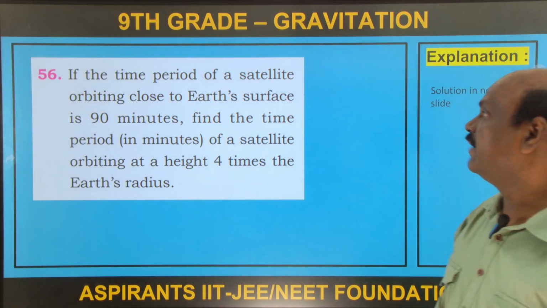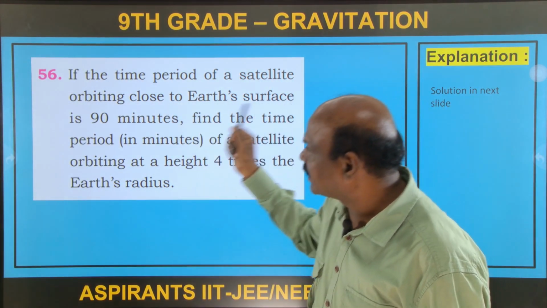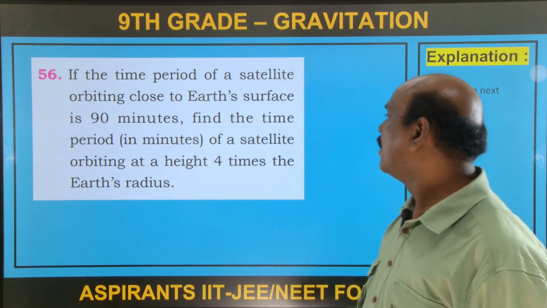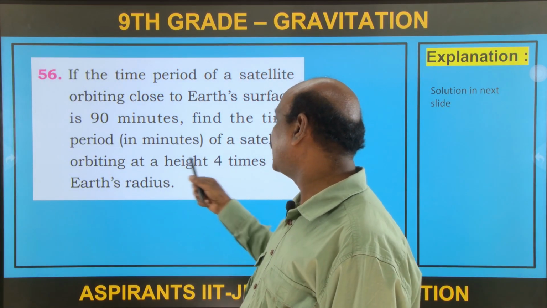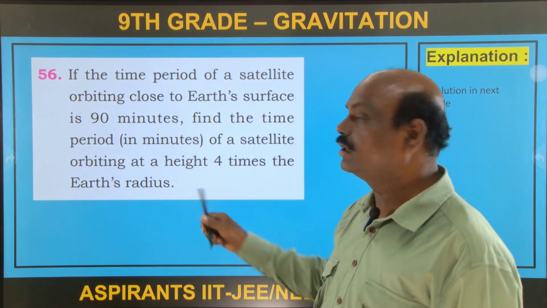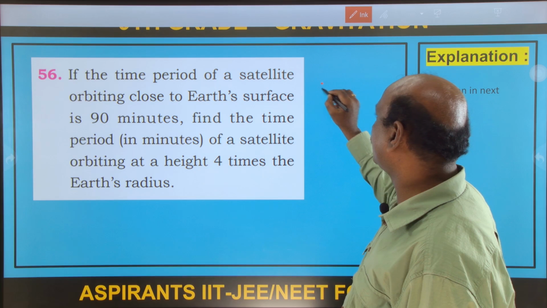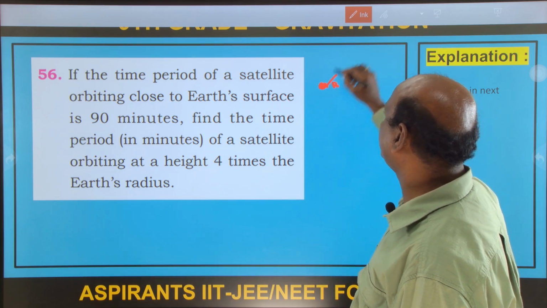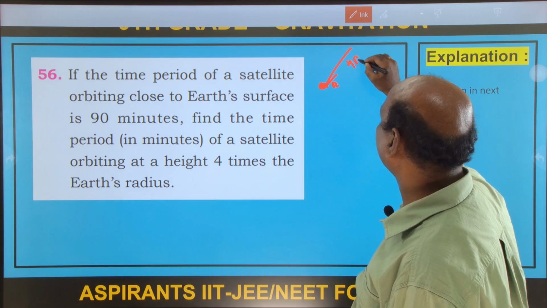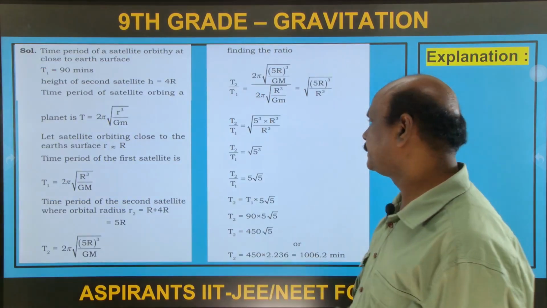Next, if the time period of a satellite orbiting close to the Earth's surface is 90 minutes, find the time period of a satellite orbiting at the height 4 times the Earth radius. So he is saying that if this is the first orbit, and in case if this is orbiting at 4 times the radius, so what will be the time period? So let us see.